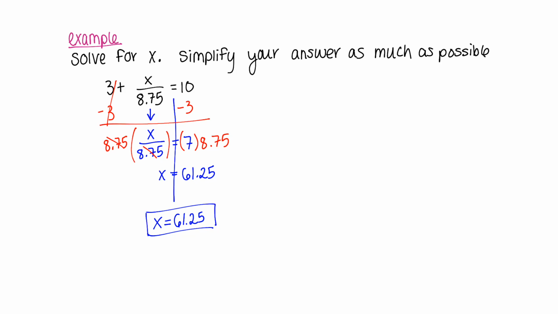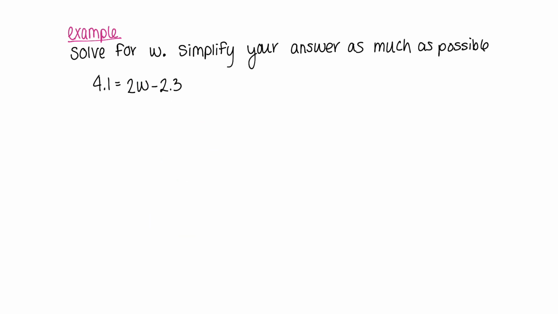All right, let's go ahead and do one more example. Here we're trying to solve for w. We have 4.1 equals 2w minus 2.3. It looks a little bit different than the other problem that we saw, but I promise it's no more difficult. Now, if it bothers you that the w is on the right-hand side, then you can rewrite this as 2w minus 2.3 equals 4.1. When two things are equal to one another, it doesn't matter which side of the equal they're on, so you are free to flippy-flop the sides, and it will be the same thing.